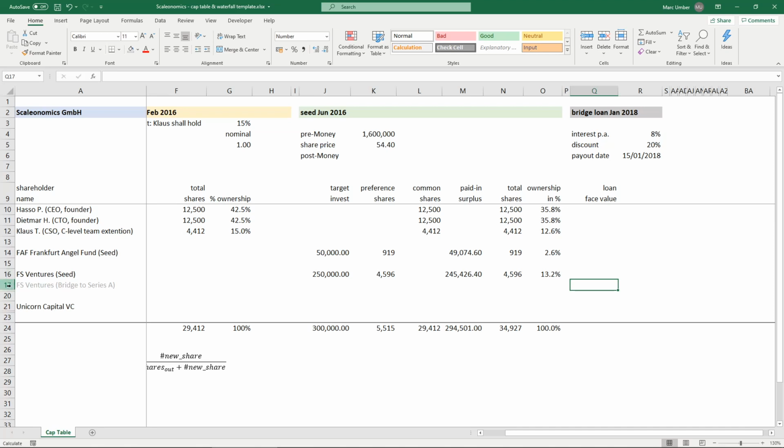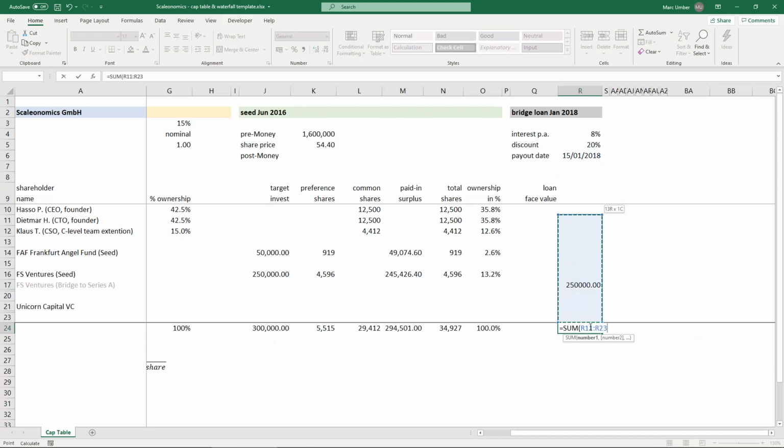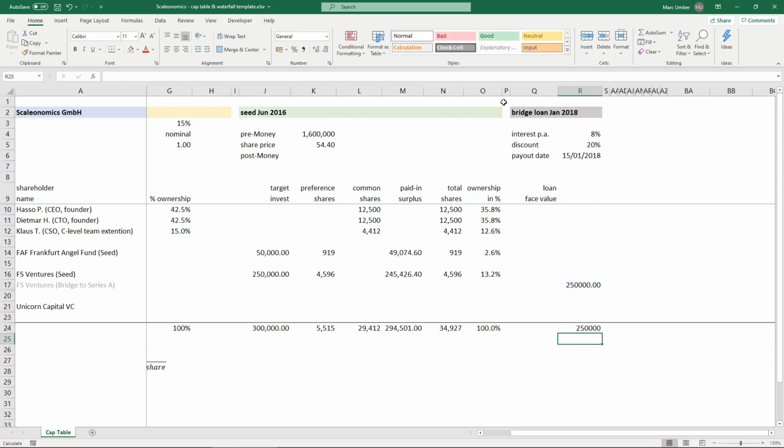So I'm going to add another row for the bridge to Series A of Frankfurt School. Let's put down the 250,000 euros here. In total, very straightforward, 250,000 euros. That is the first step. This is basically it for the bridge loan, just to document all the necessary commercial terms.